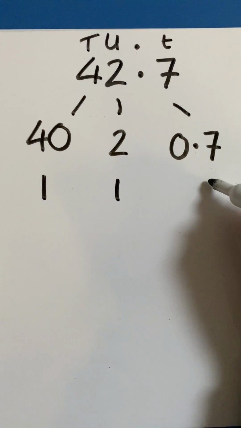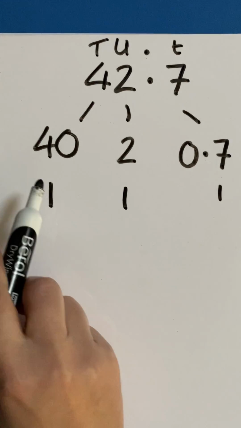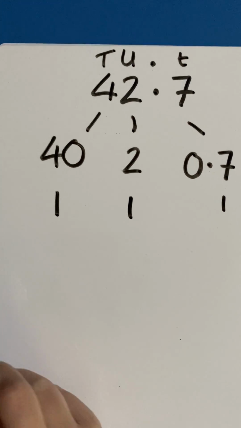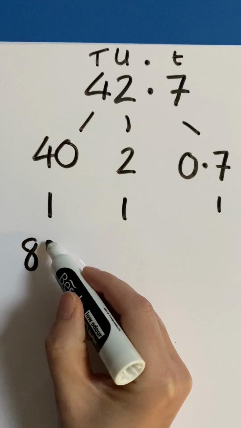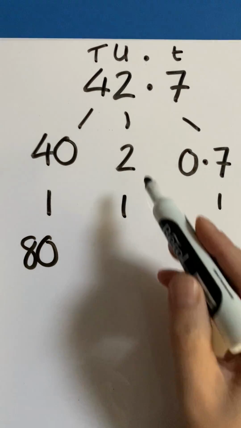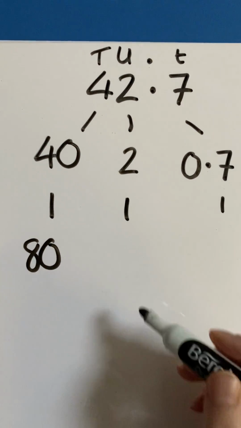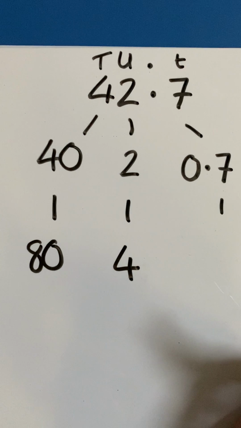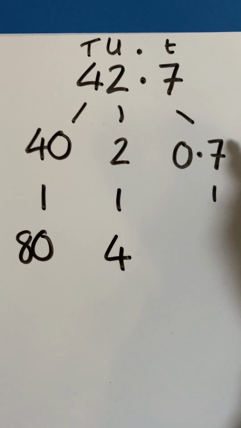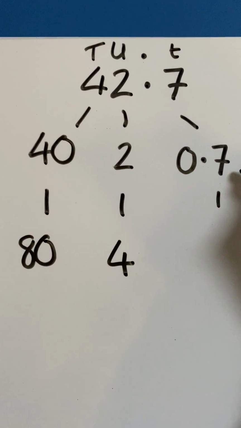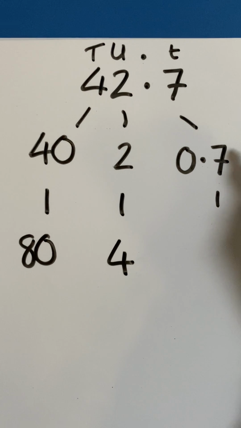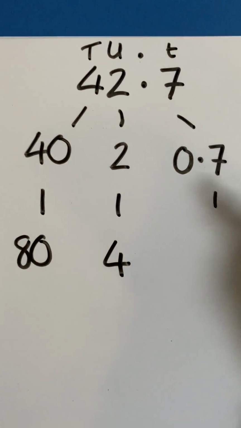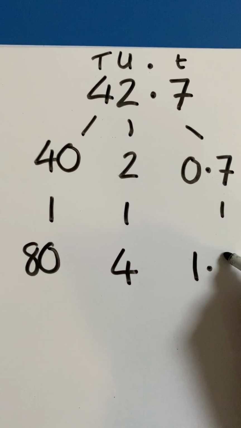So again, I'm going to draw my lines. I know that double 4 is 8. So double 40 must be 80. I know that double 2 is 4. I know that double 7 is 14. So I also know that if it's double 0.7, it's going to be 1.4.